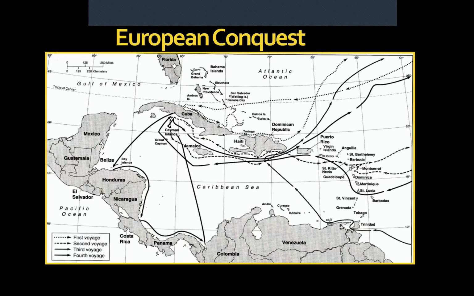Of course, the European conquest, as I just mentioned, this is Christopher Columbus's four voyages to the Americas. He ran into the Tainos, that was his first group up in the Bahamas, but he did experience the Caribs and others.